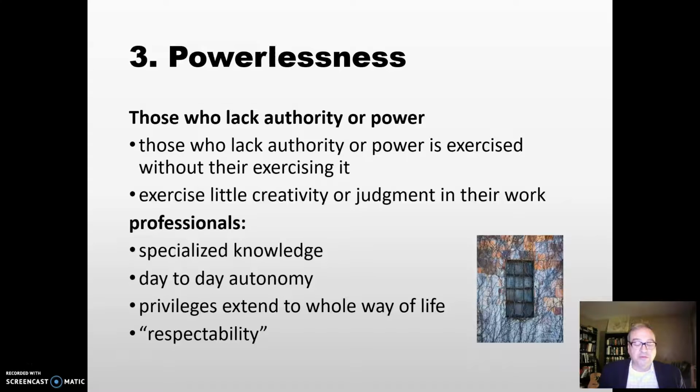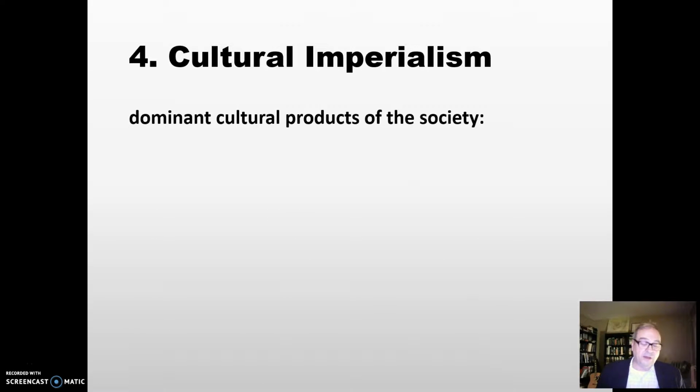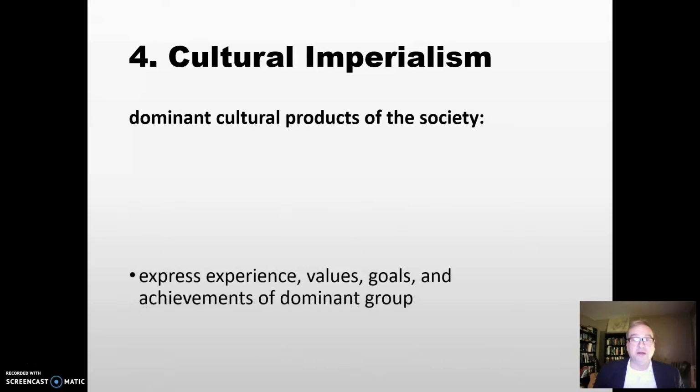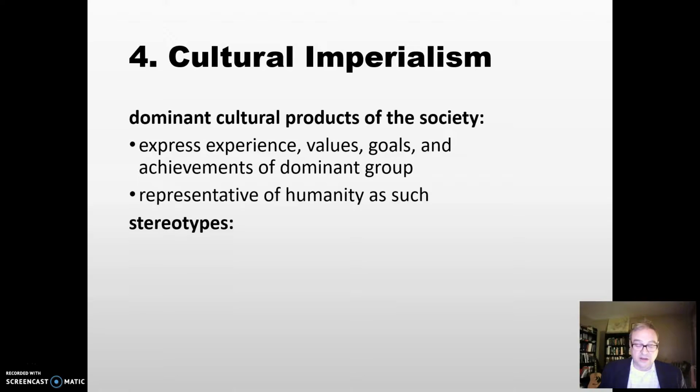The fourth face of oppression is cultural imperialism. Here we're talking about presence in the media and in the cultural products of society. The dominant cultural products express the experience, values, and goals and achievements of the dominant group. The dominant group's culture is depicted as representative of humanity. Oppressed groups are stereotyped in some way that is usually attached to their bodies.